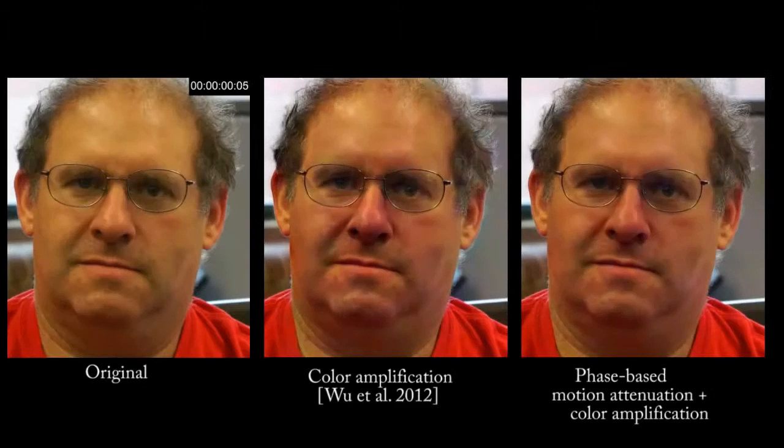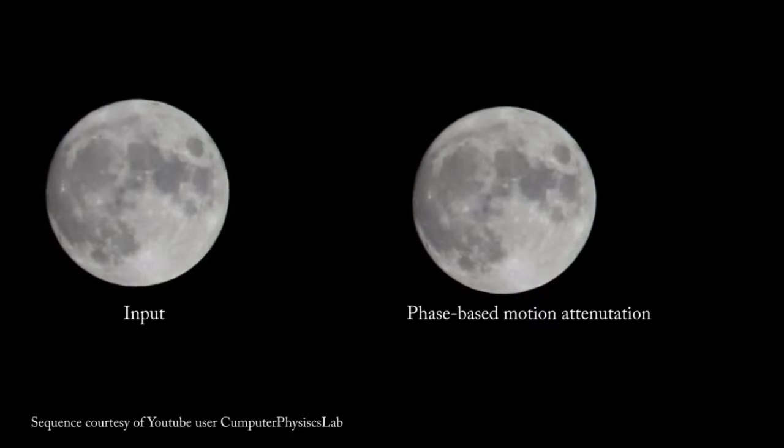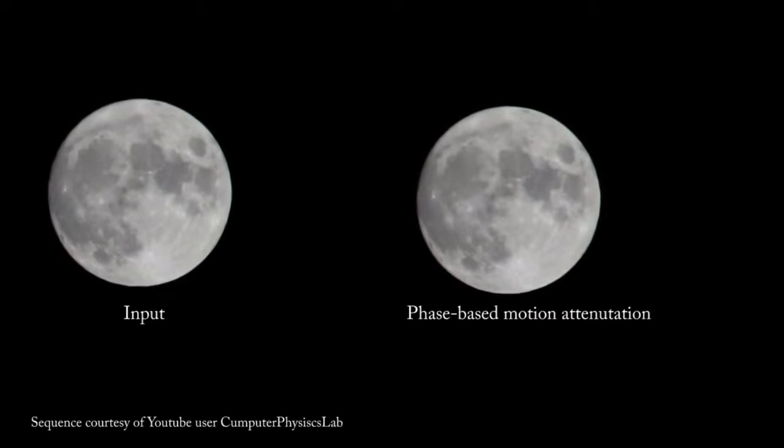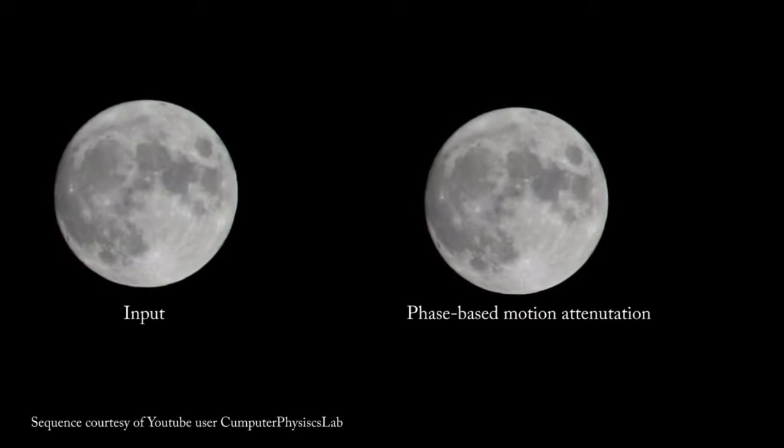Our phase-based formulation also lends itself naturally to the attenuation of motions in videos. In this sequence, we show that we can amplify colors without amplifying motion by first attenuating the phases and then applying Wu et al.'s color amplification. On the left, atmospheric turbulence manifests itself as low to mid-frequency jitters. On the right, we use our method to remove the turbulence.